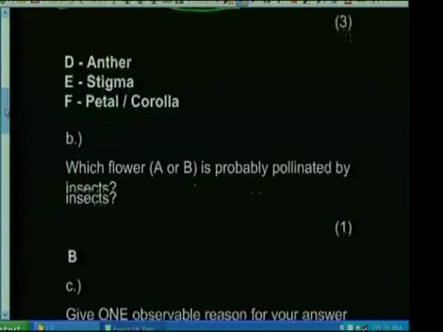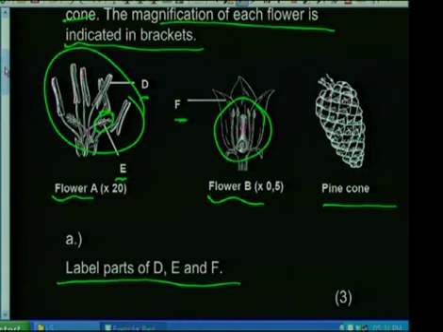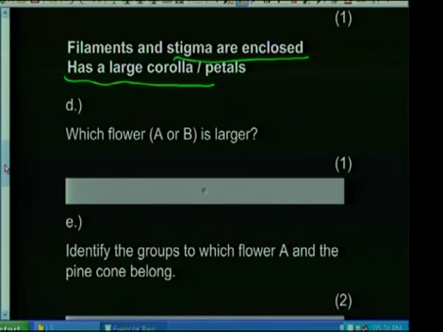And they have a large corolla. Obviously, you can't see color here. You can't say it's brightly colored, etc. Observable reasons. You can't see color here. But you can see they have large petals. That alone may be some form of attraction to the insects. Which flower, A or B, is larger? Which of the 2 flowers is larger?